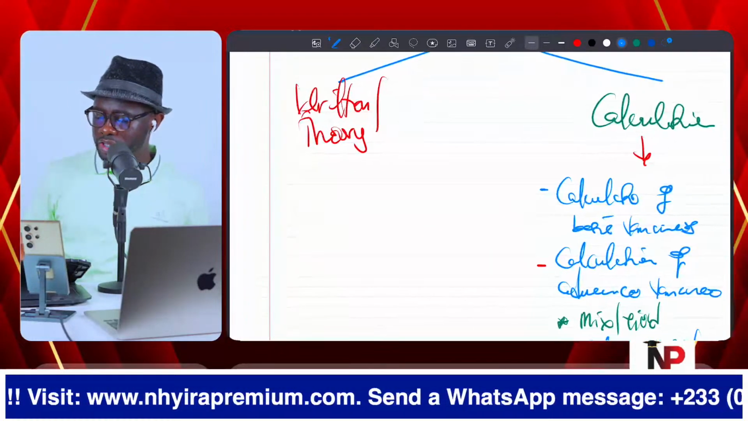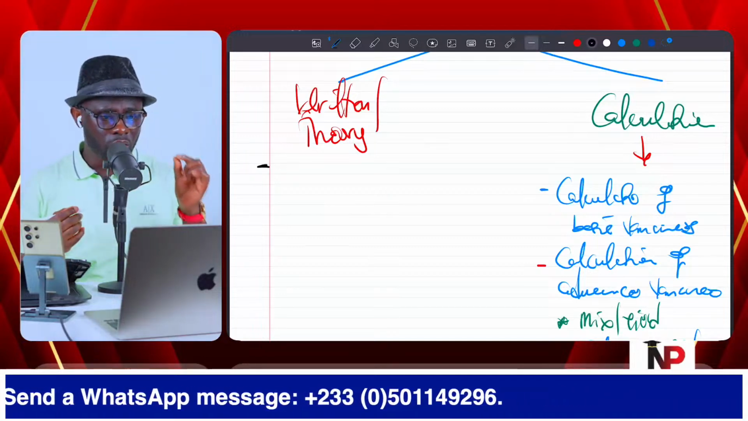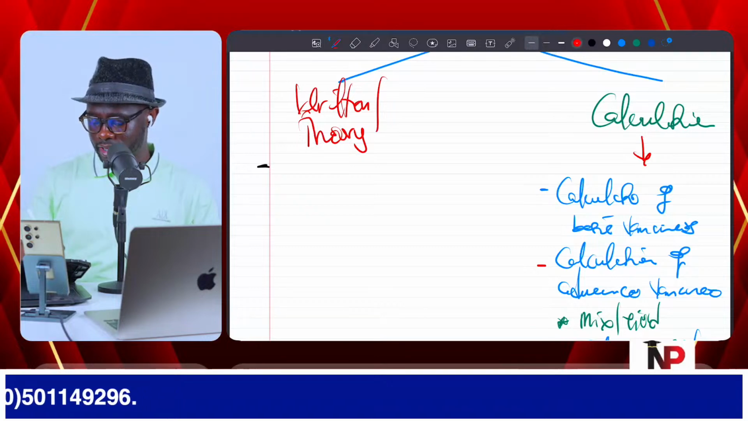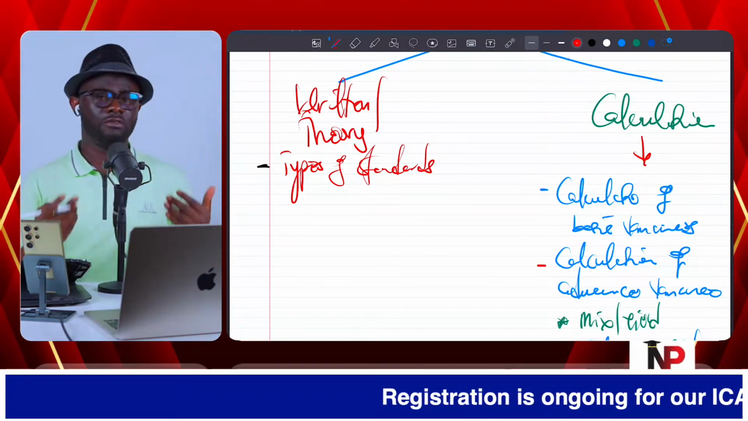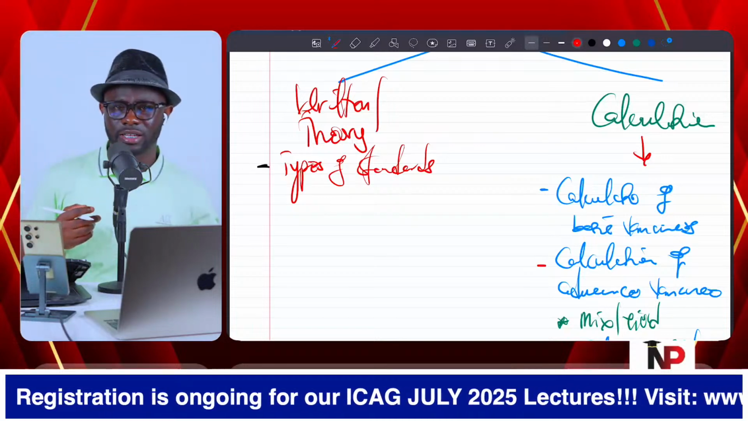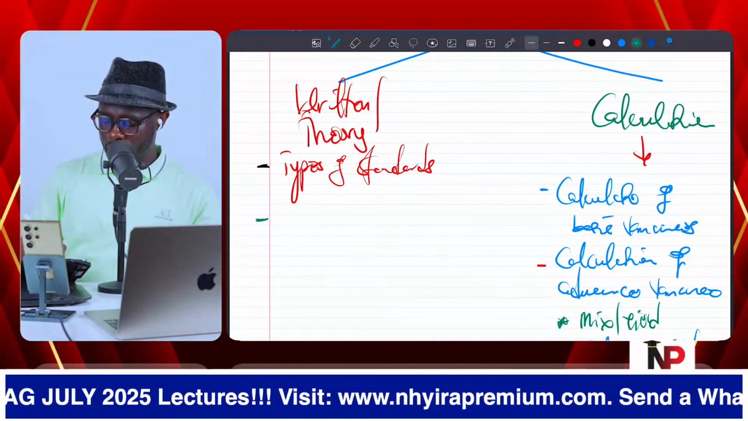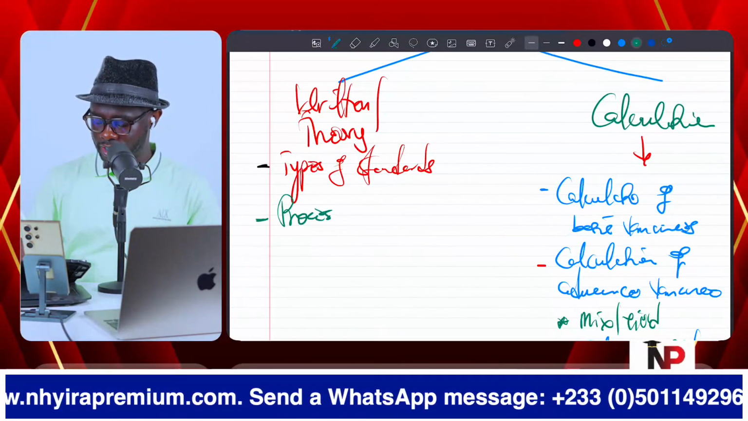In addition to these calculations, there are some theories that we have to also be mindful of when it comes to variance analysis. And the first one certainly is what we refer to as the types of standards. Now, there are 4 types of standards. We have basic standards, current standards, ideal standard, and attainable standards. Got to know them. Number 2 is to talk about the issue in respect of the processes involved in standard costing.